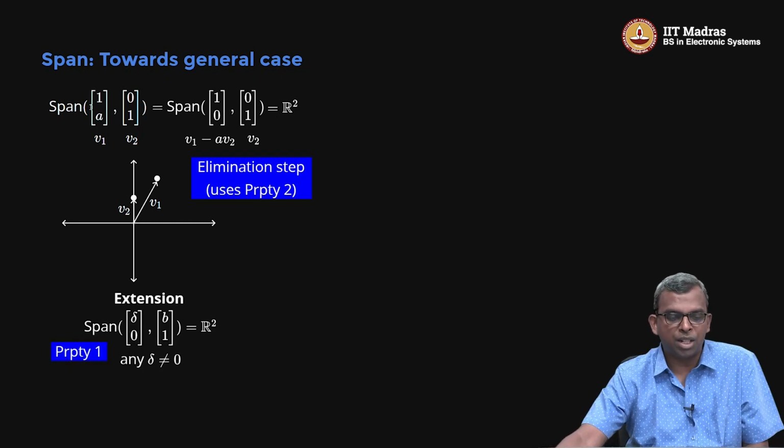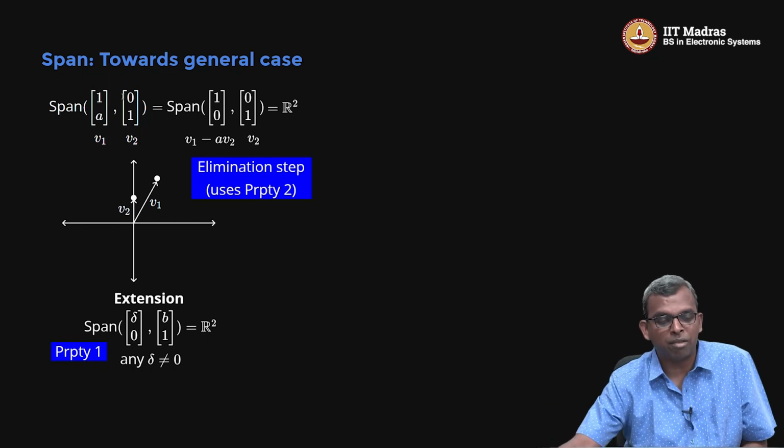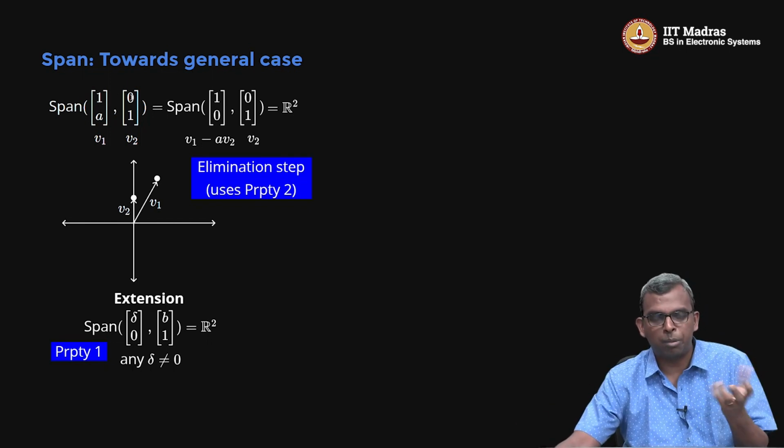Here is a simple extension of this (1, a), (0, 1). Notice what I'm doing here. I'm going to look at this kind of a case. Delta 0 is the first vector and b1 is the other vector. So this is actually very, very similar to this. Don't be misled by where I am putting the 0. It doesn't matter where I put the 0, right? I can suitably eliminate to convert this to that.